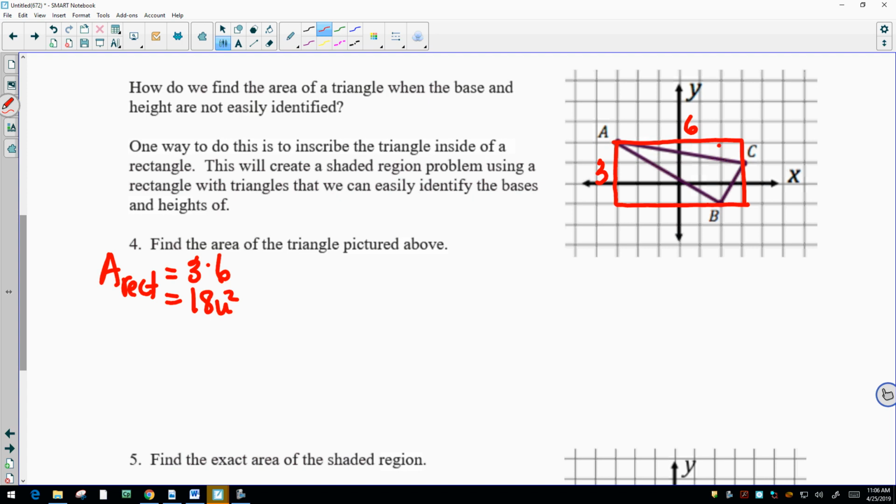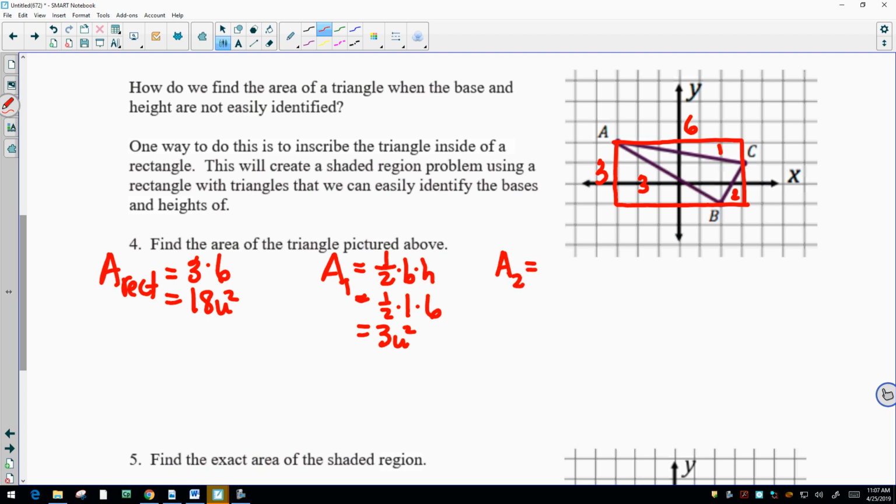I need to remove this little triangle number 1, and I need to remove that little triangle number 2, and I need to remove this triangle number 3. So I'm going to find the area of all of those individually. So area of triangle 1, okay, we know it's 1/2 base times height. And if I'm looking at the base and the height, I have a side of 6 and a side of 1. So 1 times 6 is 6, and half of 6 is 3, so I know that that is going to be 3 units squared.